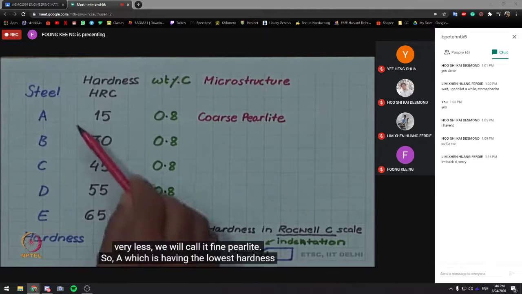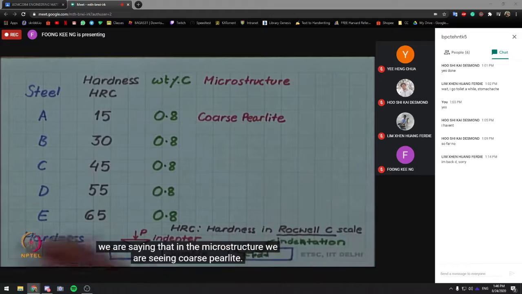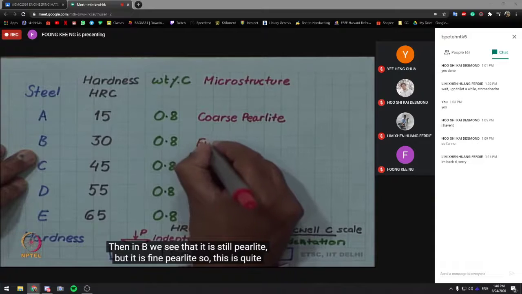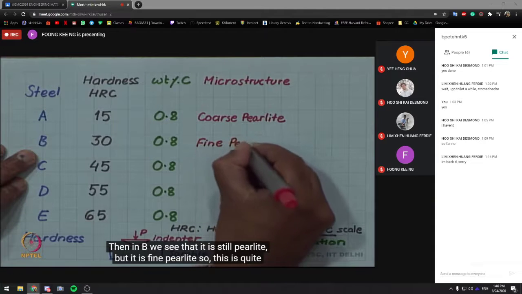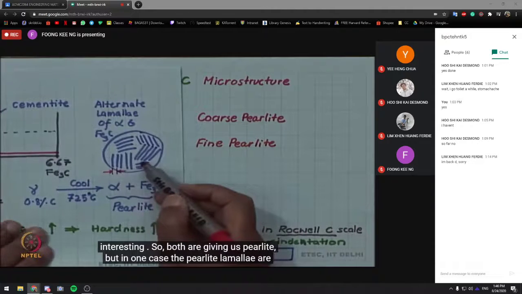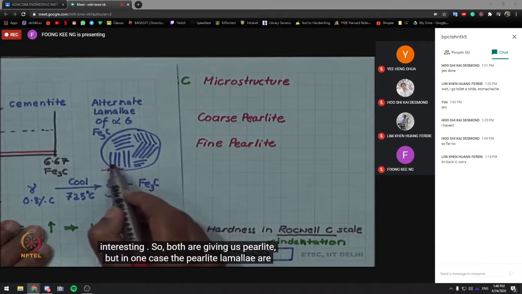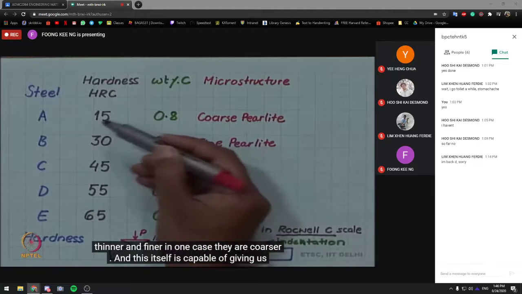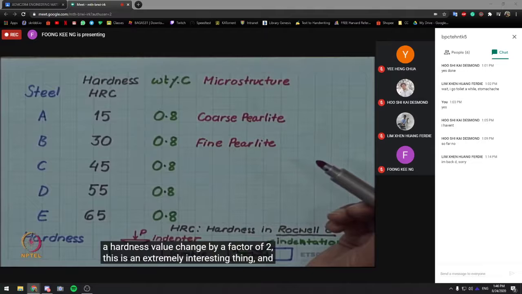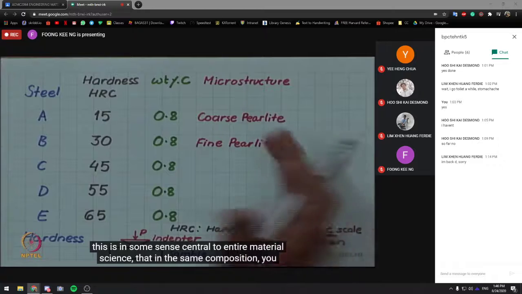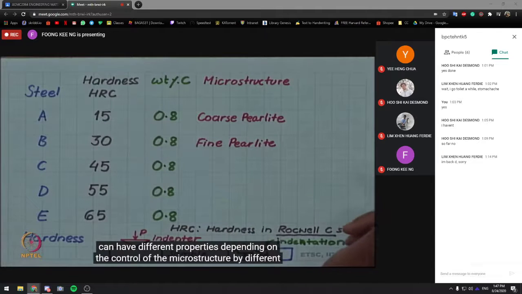So A, which is having the lowest hardness, we are saying that in the microstructure we are seeing coarse perlite. Then in B, we see that it is still perlite, but it is fine perlite. This is quite interesting. So both are giving us perlite, but in one case the perlite lamellae are thinner and finer, in one case they are coarser, and this itself is capable of giving us a hardness value change by a factor of 2. This is an extremely interesting thing, and this is in some sense central to entire material science, that in the same composition you can have different properties depending on the control of the microstructure by different microstructures.